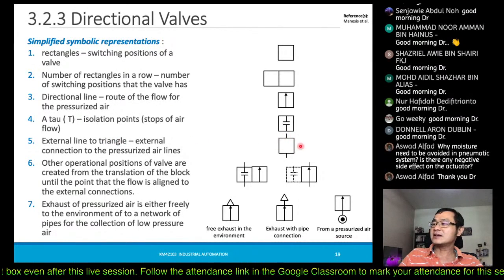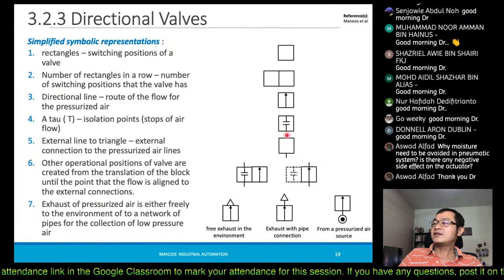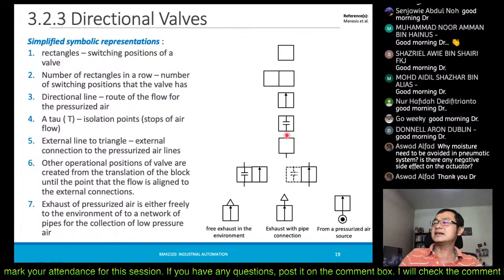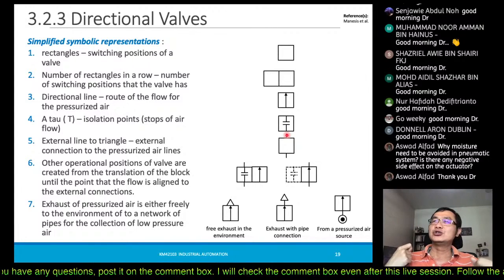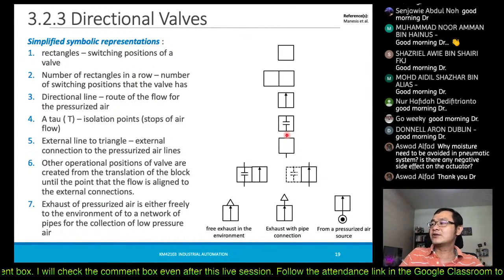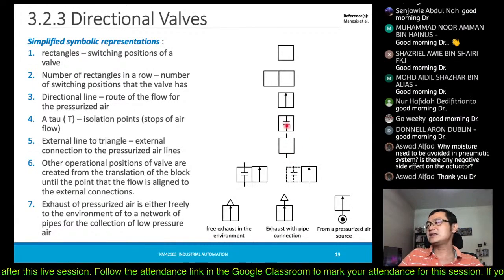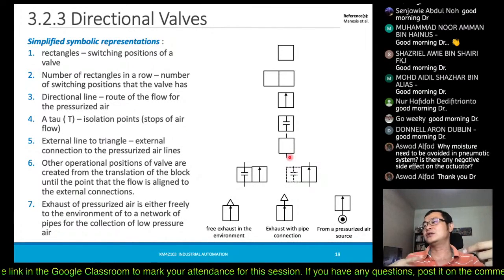So you can see that outside the rectangle we would have this external line. This external line represents the connections to the pistons or the device itself. It represents how many ports that you have. In this case it is always 2 ports. It can come from one side or the other.